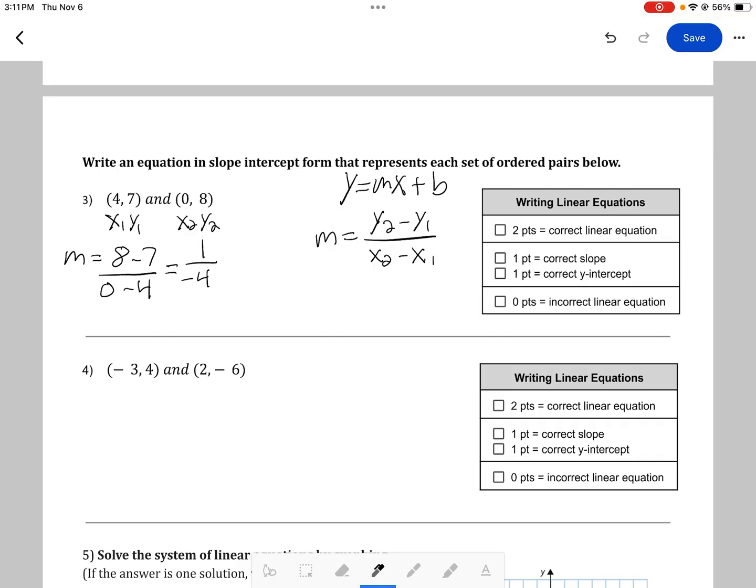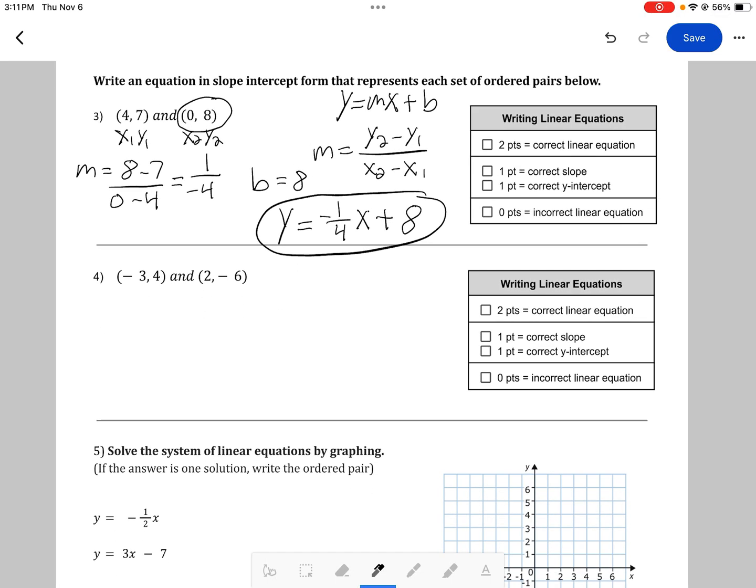My b here is easy. It's where x is 0, and when x is 0, y is 8. So my b equals 8. So now I'm going to plug those numbers into my y equals mx plus b. So y equals negative 1/4 x plus my b, which is 8.